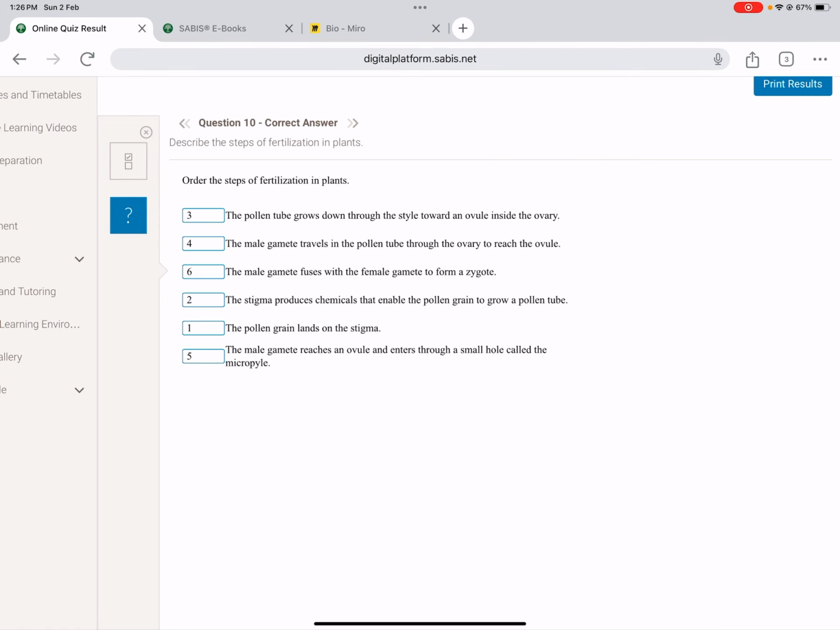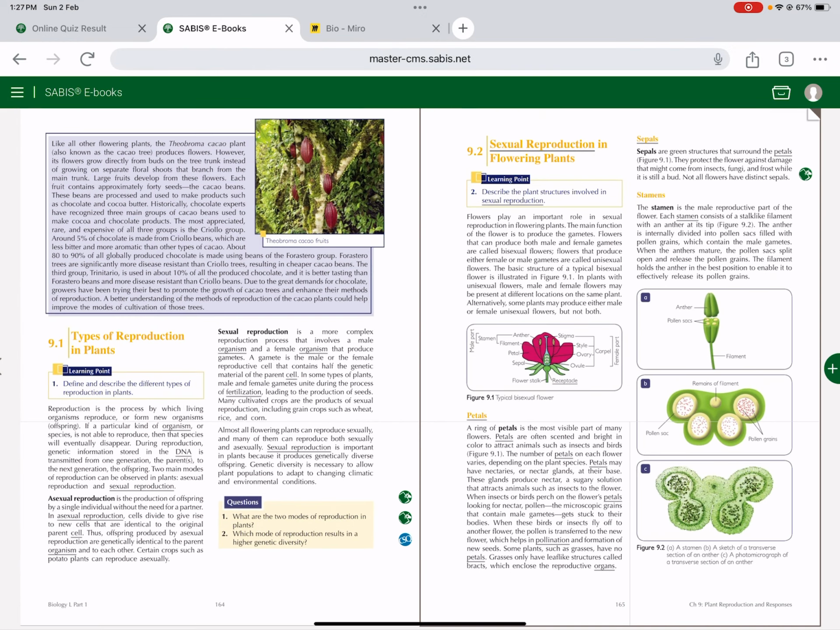Okay, these are the steps for fertilization. First, of course, the pollen grain should land on the stigma. After it lands on it, the stigma produces chemicals that enable the pollen grain to grow a pollen tube. I can show you the image. I think it's better to explain it.